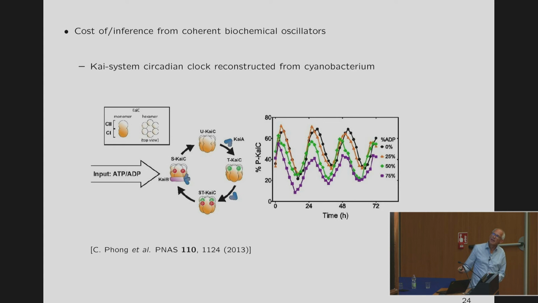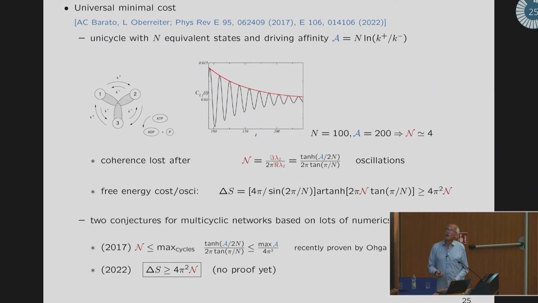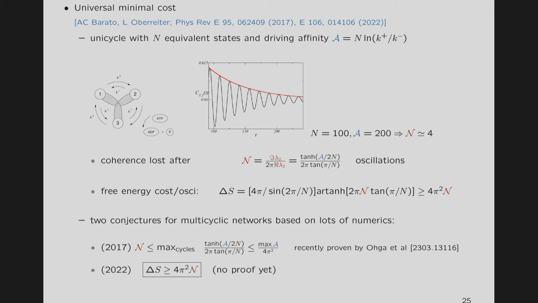So you have these KaiC molecules, you put in some ATP, you look at the expression level of one of those, and you find nice 24-hour cycles. So the point, of course, is not just to create these oscillations, but you want these oscillations to be phase stable. You want these oscillations to be coherent. Again, you could expect perfect coherence will cost you an infinite amount of free energy. But what is the precise relation? That's the question.